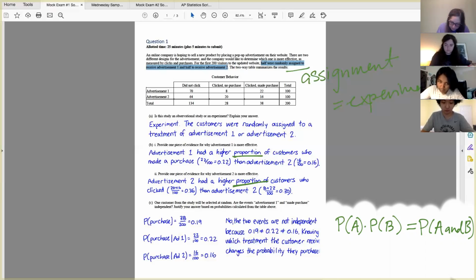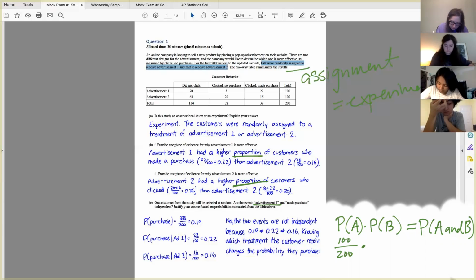So if I'm looking at the probability of A, which is the probability of advertisement 1, then advertisement 1 is 100 out of 200. So 50% are advertisement 1.